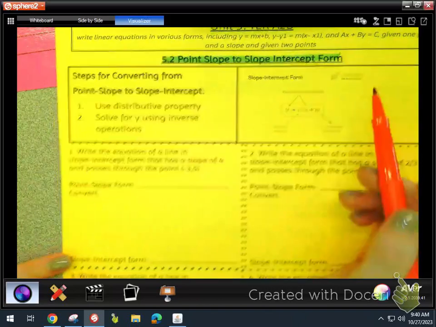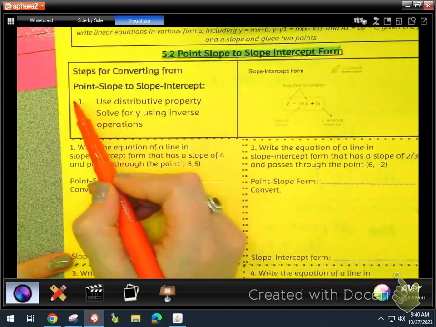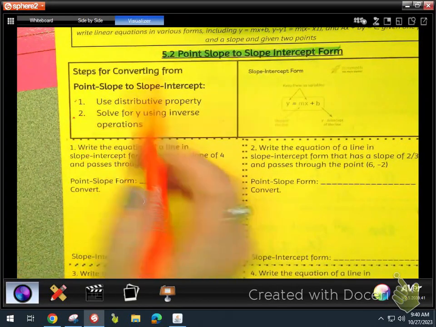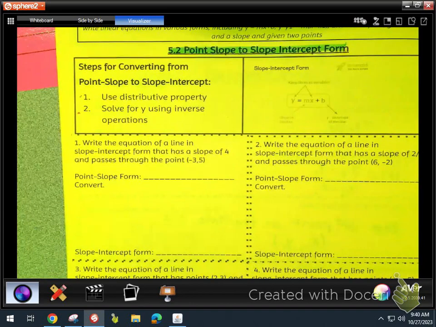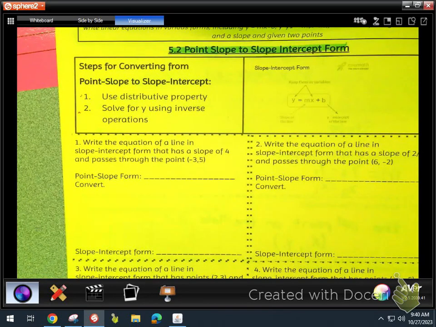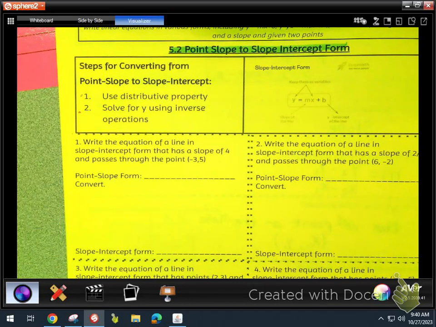So we put your steps for how to do the conversion. Some of you, when I put those problems on the board, already started writing that down. You distribute that slope into the parentheses, and then you get y by itself. Okay, so again, not anything new today, just putting puzzle pieces together.